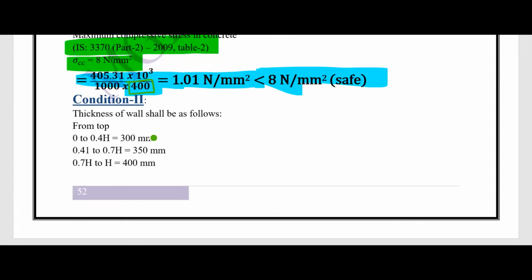Now we are going to calculate condition 2. The thickness of wall shall be followed from the top. Here you can see 300 mm at the top, 0.4 to 0.7 meter 350, 0.7 to H is equal to 400. Means we have provided a change in the thickness: 400 at the base and the top is 300 mm. Right?